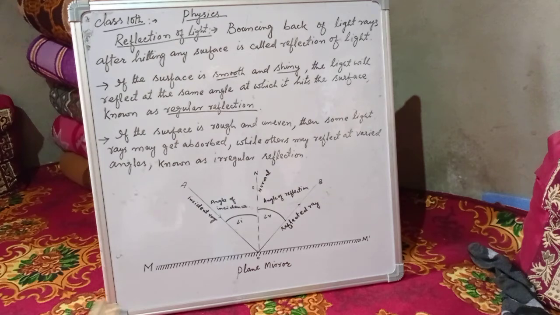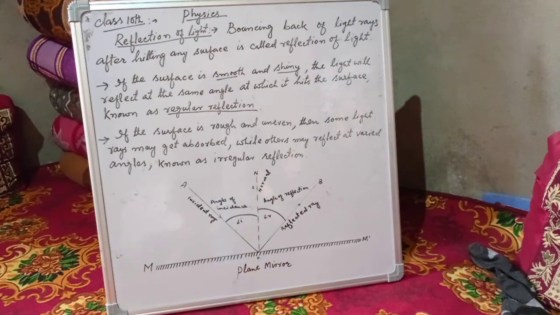Dear students, here I have made a diagram. This is a plane mirror. It is represented by a straight line with short oblique lines on the back side. That means this is the painted side. So this is a plane mirror which is always in your homes. It is represented here by MM dash.